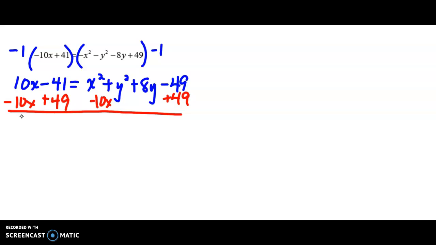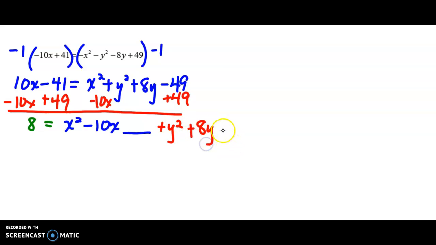Okay, and we're going to put all of our x's together, all of our y's together, and our constants together. So the constant is going to be 8. The x's, you're going to get x squared minus 10x. Leave a little space in there. And then move to your y's and organize them. You have your y squared plus 8y. And then again, you have some space in here.